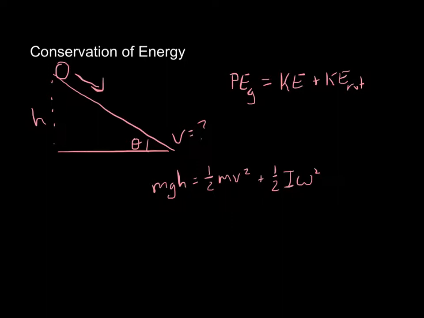Now, notice these two things are linear in nature, while this one's rotational. So it might help to do some substitutions here and make things either all rotational or all, in this case, linear. For example, it might help to do the substitution that omega is equal to v over r and plug that in for the omega. That way, you have everything in terms of velocities rather than omega and radians and things like that.